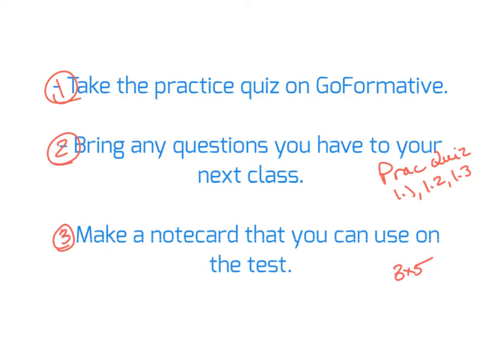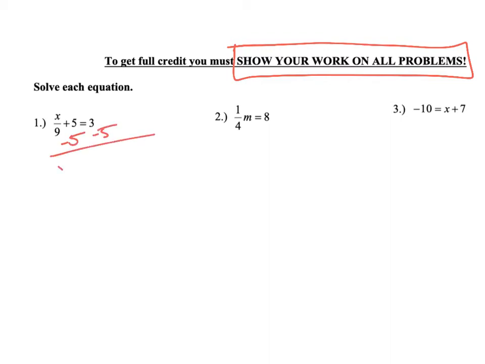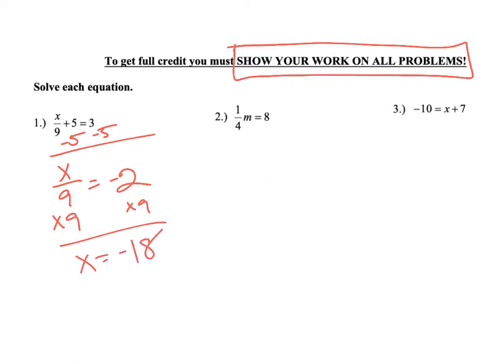So let's take a look at a couple of problems that are on your practice test. These are the first 3 on your practice test. The biggest thing I want you to notice here is that you have to show all of your work. Your test is on paper, and you need to show all your work. So for number 1, I need to see that you're subtracting 5 from both sides. So you get x divided by 9 equals -2. Then you multiply by 9 on each side, x equals -18. So there you already have one answer, but I need you to show all your work.